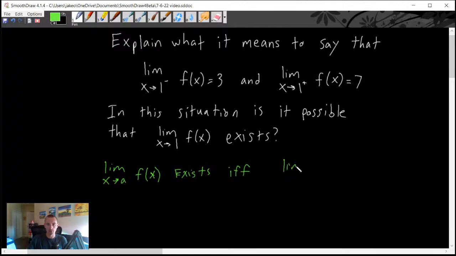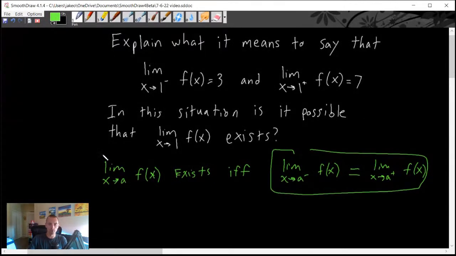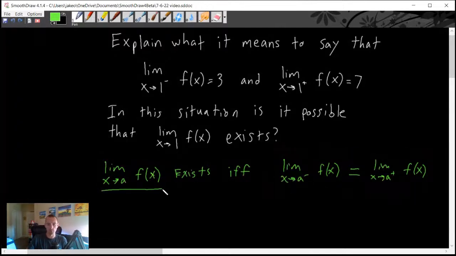So we need the limit as x approaches a from the left of f of x to exist, and we need the limit as x approaches a from the right, so from the positive direction, to exist. Not only do they both have to exist, they have to equal each other. So we need both one-sided limits to be equal in order for the two-sided limit to exist. And if that's the case, then all three of these limits are going to equal each other. The two-sided limit is just going to be equal to whatever both of the one-sided limits are equal to.